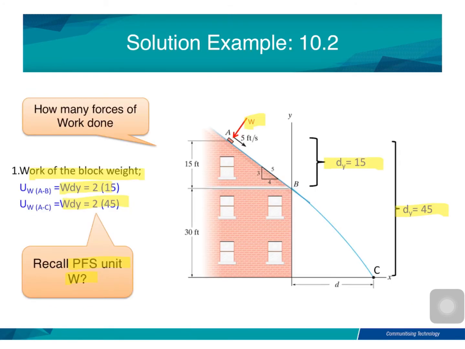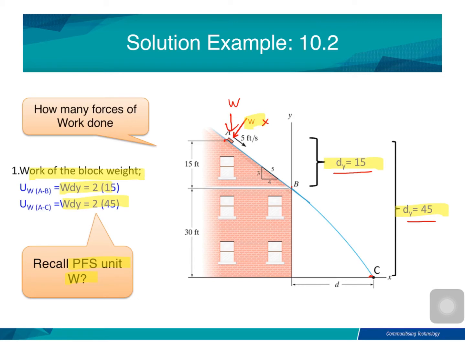Okay, next, so how many work done do we have here? So for this block, we have weight, right? We only have weight. So this weight is like this, not like this. And then what is the displacement? Vertical displacement. So from point A to point B, we have dy equal to 15, and from point A to point C, we have dy equal to 45.